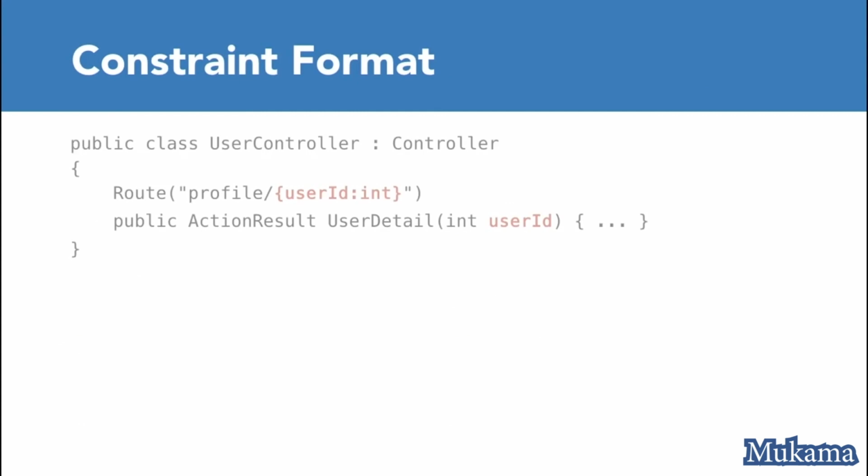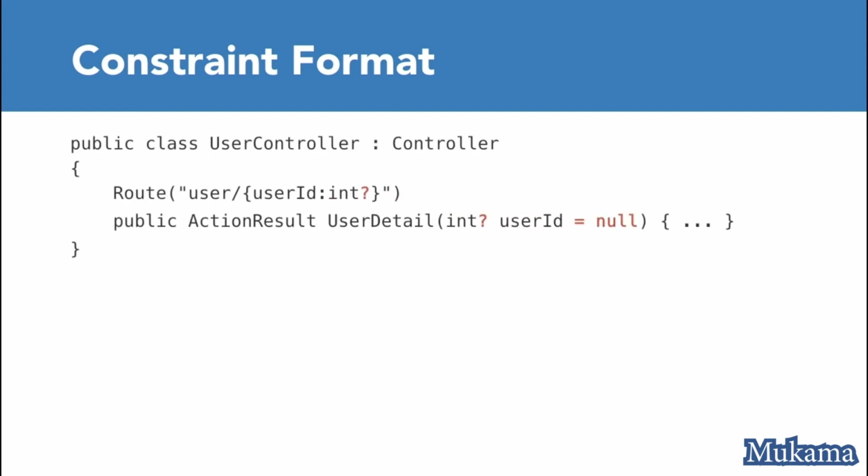The format that you use when adding a constraint to a route parameter is the route parameter name followed by colon followed by constraint name. For example, in this code, it looks for only paths that begin with user/ and then a user ID, which has to be in the form of an integer value.